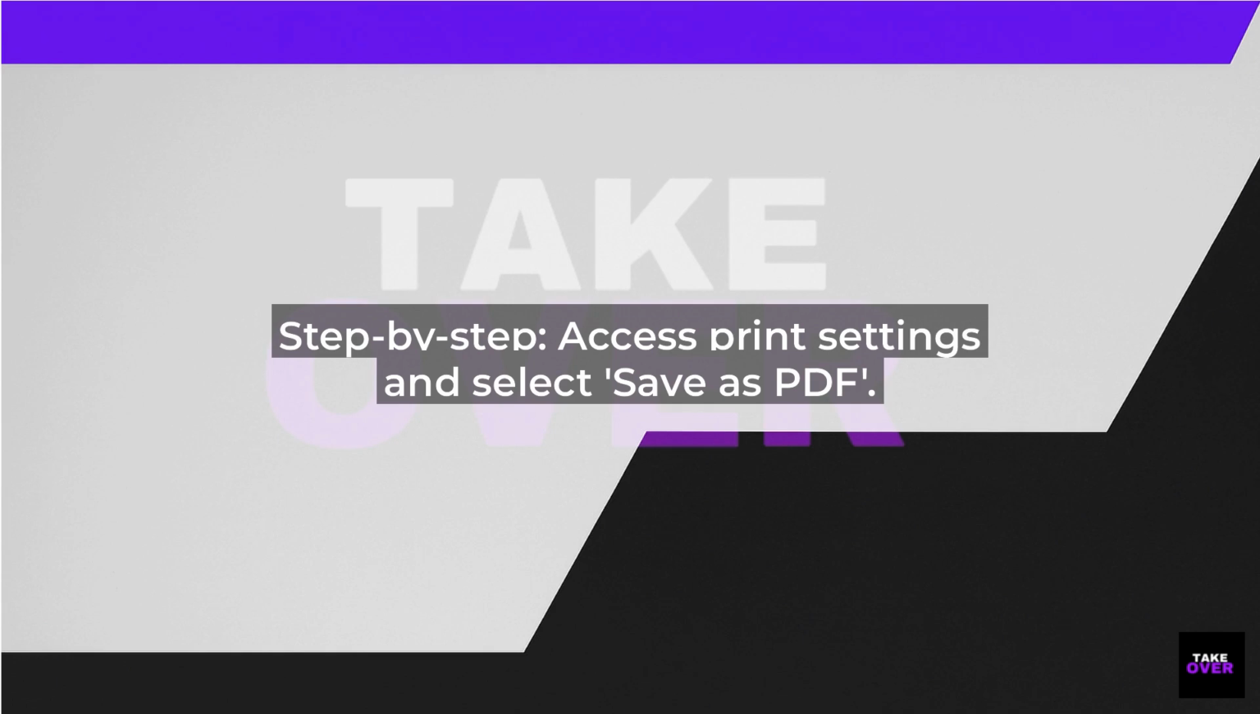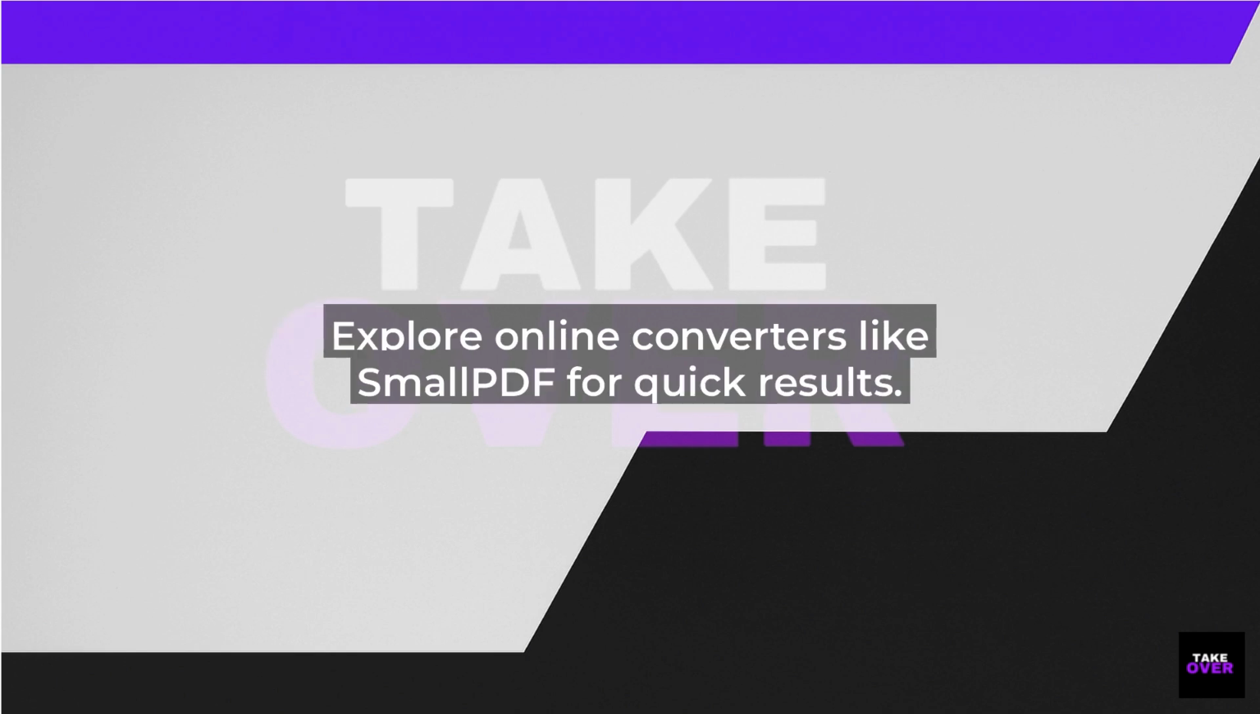In the Print dialog box, choose Save as PDF as your destination. Adjust any settings like page layout or scale if needed, then hit Save. Boom! Your web page is now a PDF file on your device.